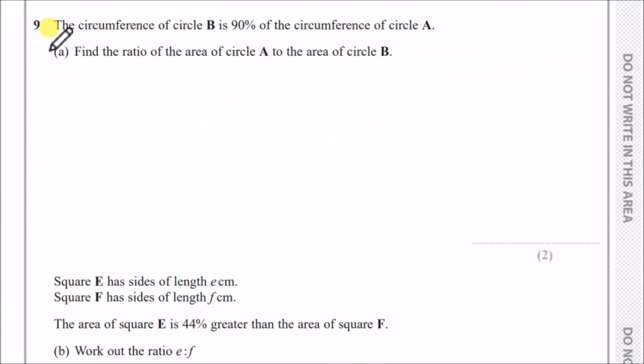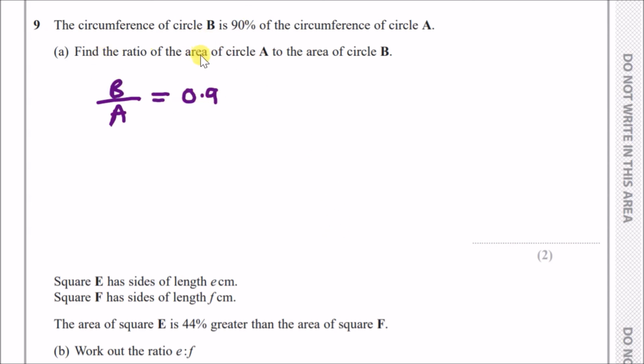Number 9. The circumference of circle B is 90% of the circumference of circle A. Find the ratio of the areas of circle A to the area of circle B. Alright, so this is kind of a different one. Now, when you deal with circumferences and areas, we don't have to even think about circles here, guys. The whole point of this question is to spot that this is actually a scale factor question. So all it's saying here is that when you're going from, let's say, B over A, this means that you got some kind of scale factor of 0.9 because of that.